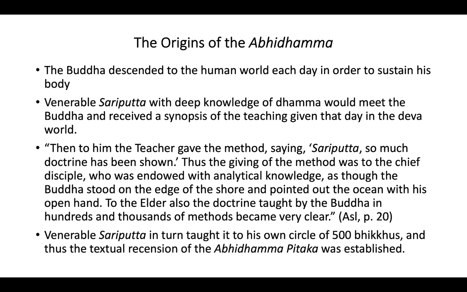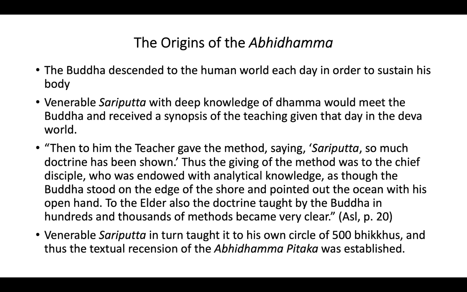One of the commentaries mentioned that, then to him the teacher gave the method, saying, Sariputta, so much doctrine has been shown. Thus, the giving of the method was to the chief disciple, who was endowed with analytical knowledge, as though the Buddha stood on the edge of the shore and pointed out the ocean with his open hand. To the elder, also, the doctrine taught by the Buddha in hundreds and thousands of methods became very clear.